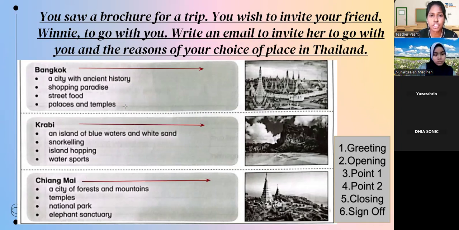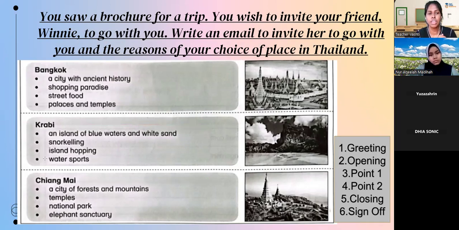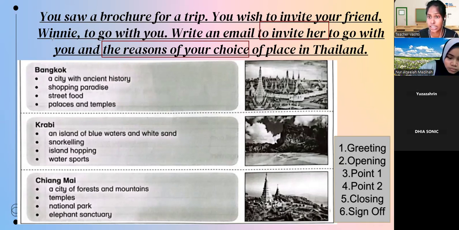So what you have to do is you have to choose a place. Your choice of place. Kamu pilih satu saja. Kalau kamu nak pilih Krabi di Thailand, write about Krabi. If you want to write Chiang Mai in Thailand, tulislah tentang Chiang Mai. So make sure you look for point 1 is to invite her to go with you. And what is your point 2? The reasons of your choice. Kenapa kamu nak dia pergi ke Chiang Mai di Thailand? Jangan tulis tiga-tiga, pilih satu tempat sahaja.